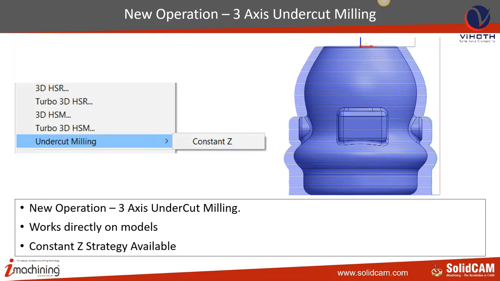If it's an undercut, it will try to get inside. But the most important thing here is it will take into account the shank geometry, and it will make sure that there are no collisions with the surface when it's getting into the undercut region. So it's a very safe strategy to work with.